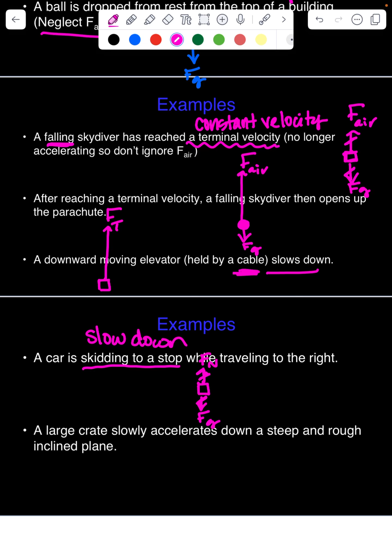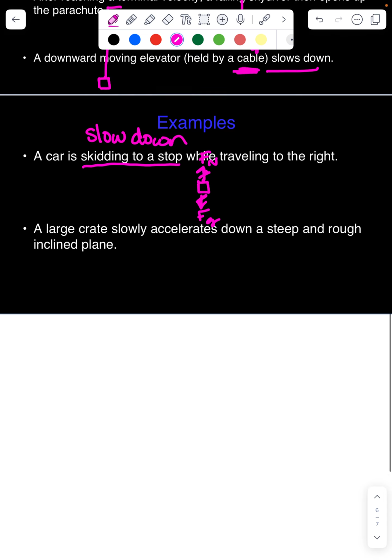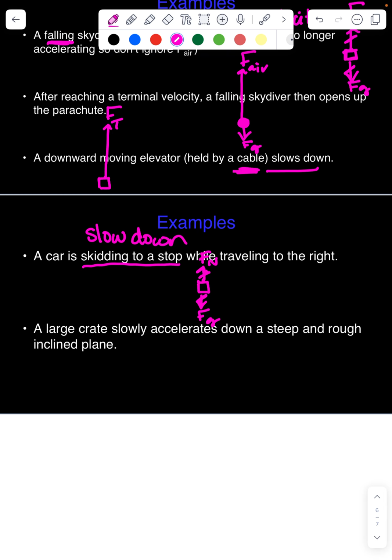Now we know that the car is traveling to the right, but is anything pushing it to the right? Is there an applied force going to the right? Is anything pulling it? Is there a tension force pulling it to the right? No. What made it go to the right is internal. And once again, our free body diagrams only show forces that are working on the object. So there is no rightward force.